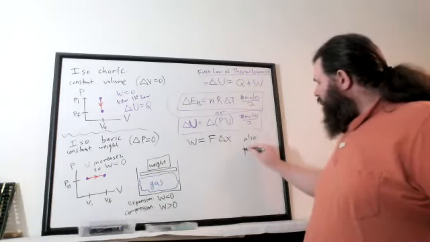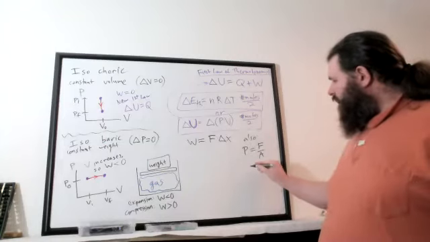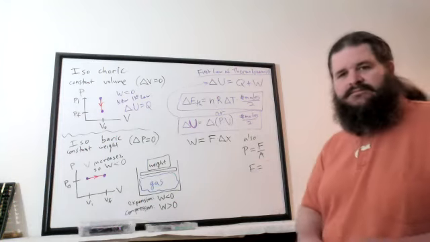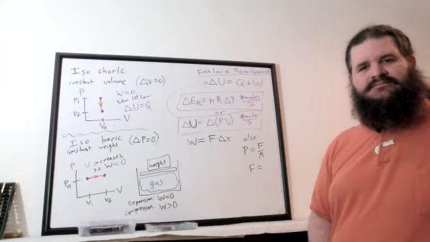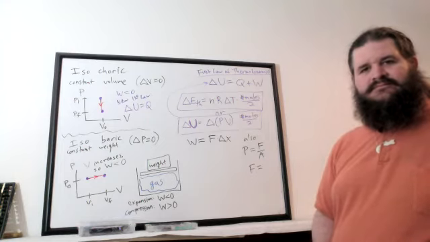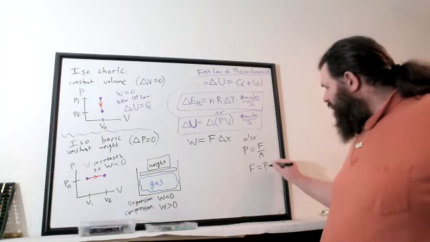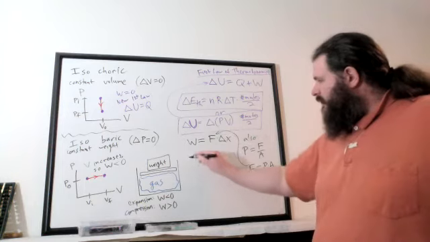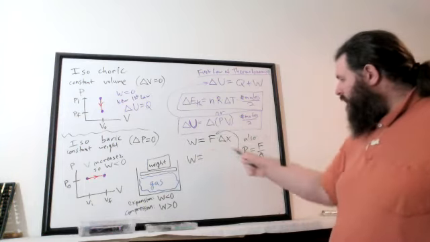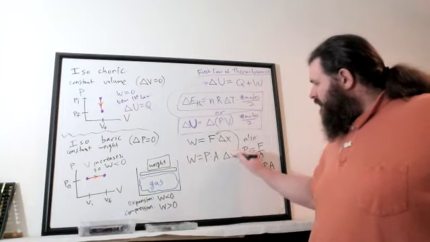Also, pressure is defined as force over area. If you solve this for force, what do you get? Yeah, multiply both sides by area, you get pressure times area. We can now substitute that into this formula. So work equals force, which is pressure times area, times distance.